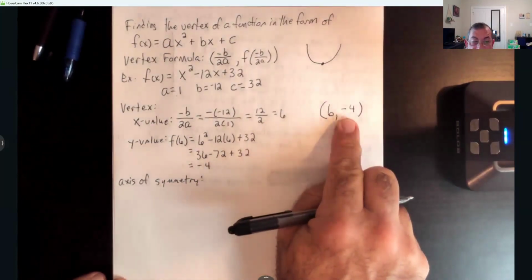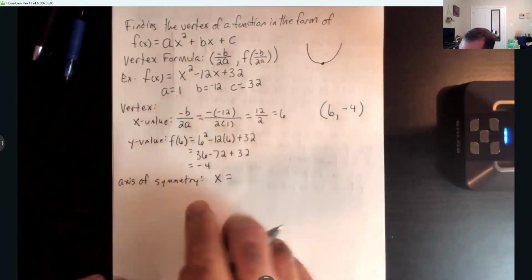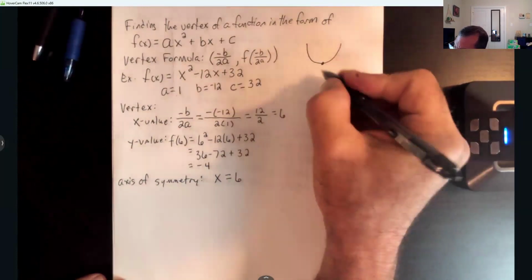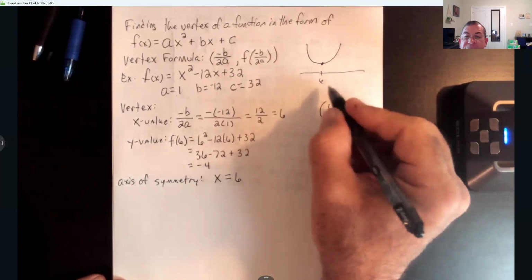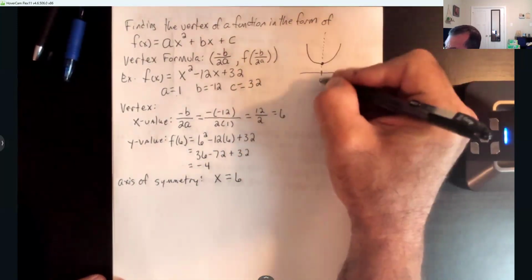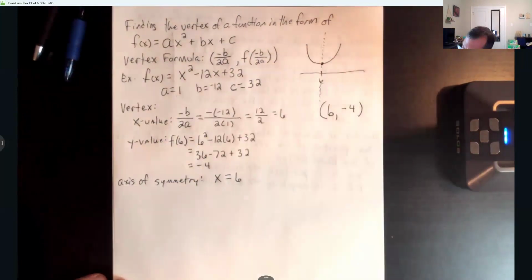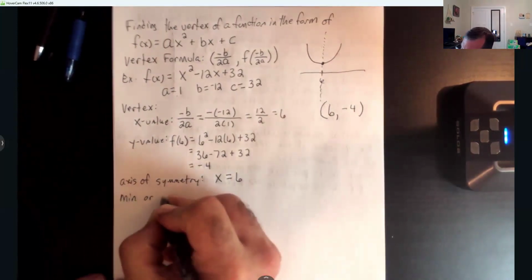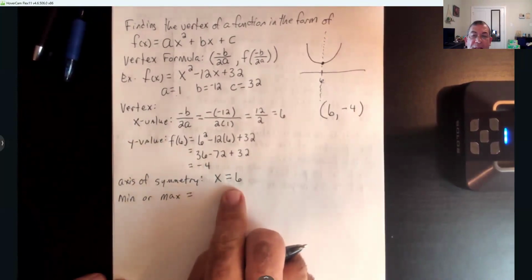Well, we got the vertex now, so we know the axis of symmetry will be x equals the x value of 6. So over here on the x-axis, at positive 6, we know there's an imaginary vertical line cutting our parabola in half. Now it asks, is it a min or max?